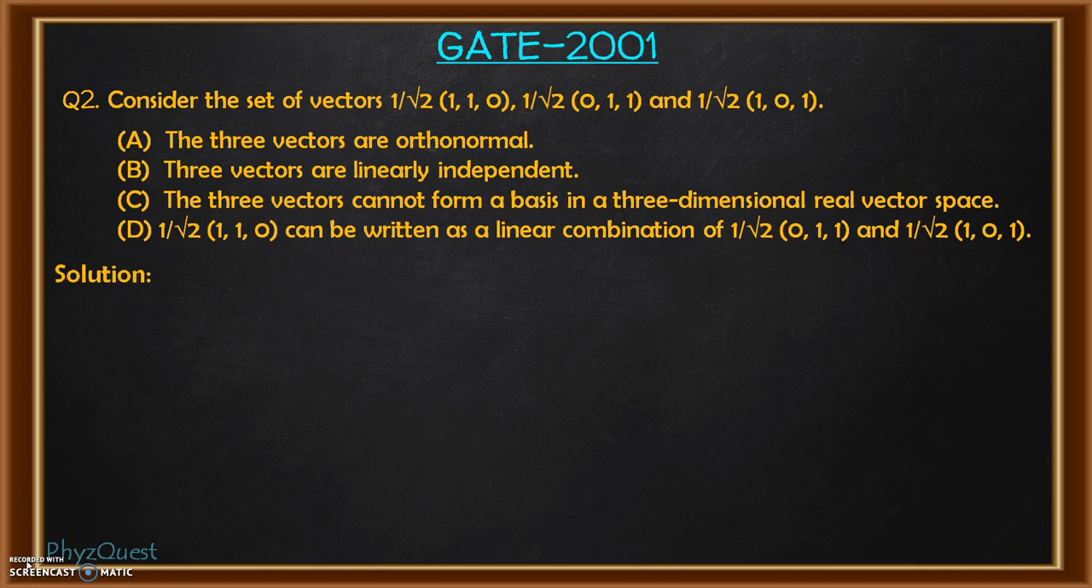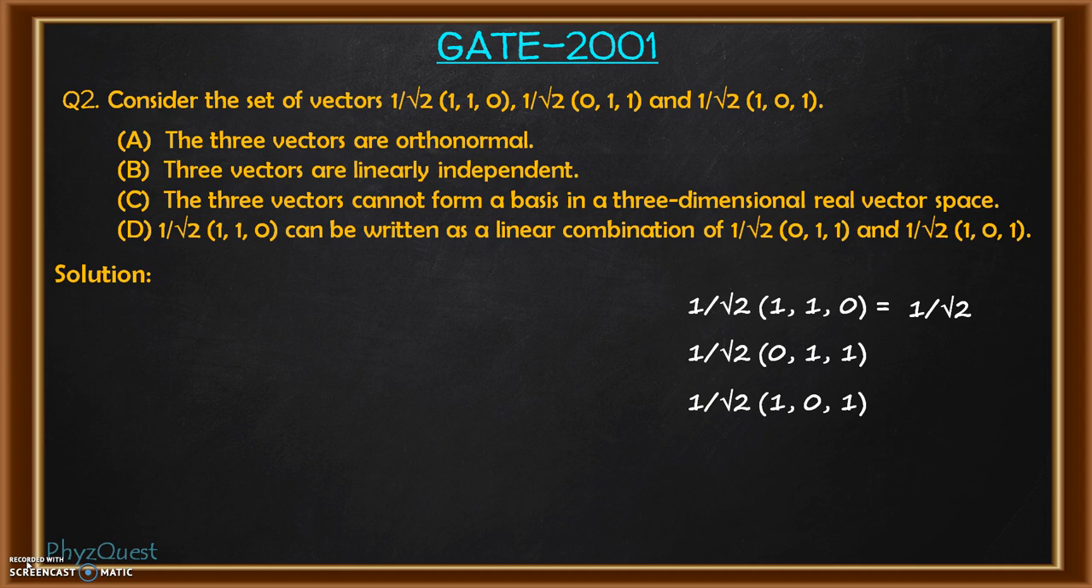So let's get started. First of all, we are given a set of 3 vectors. They are 1 by root 2 (1, 1, 0), 1 by root 2 (0, 1, 1) and 1 by root 2 (1, 0, 1). Now if we write these vectors in vector form, that is 1 by root 2 (i cap plus j cap), 1 by root 2 (j cap plus k cap), 1 by root 2 (i cap plus k cap). So these are in vector forms. Here 4 statements are given and we need to choose the correct statement. The first statement is that the 3 vectors are orthonormal.